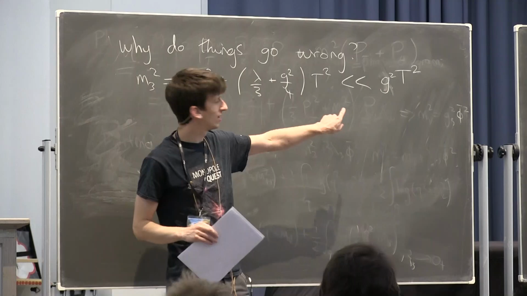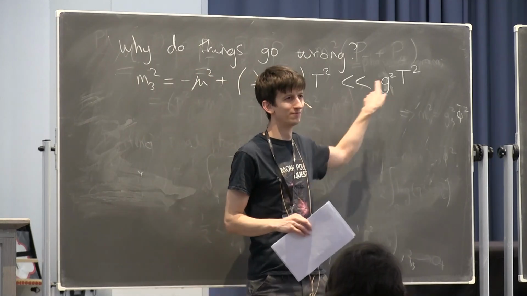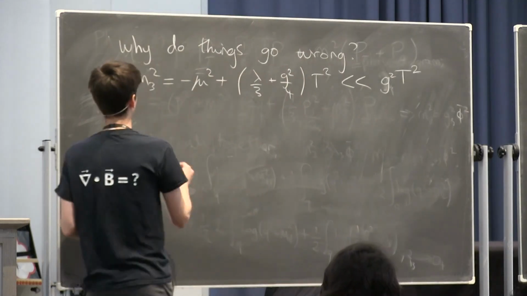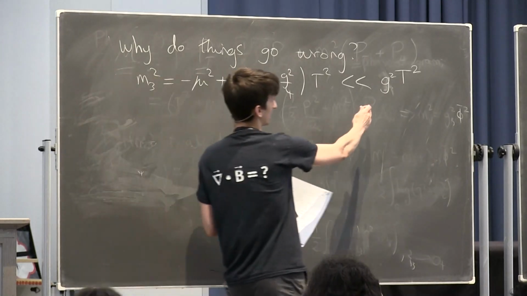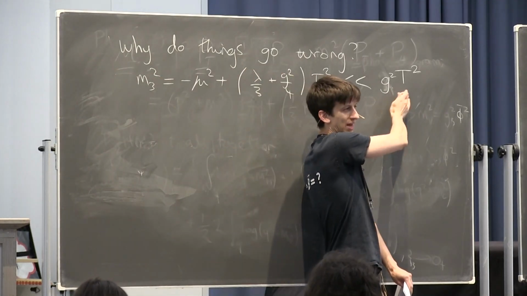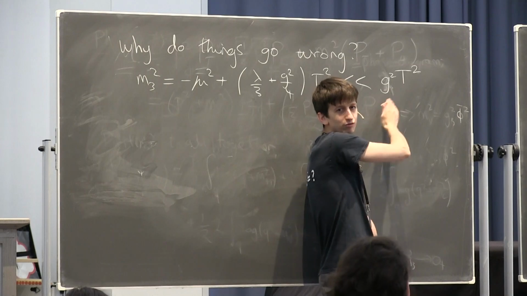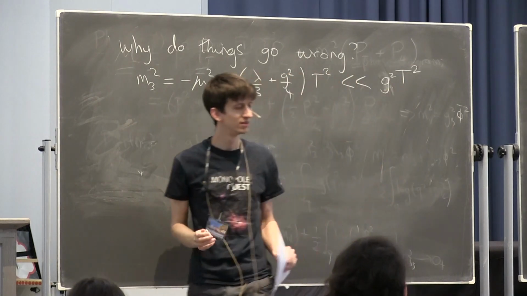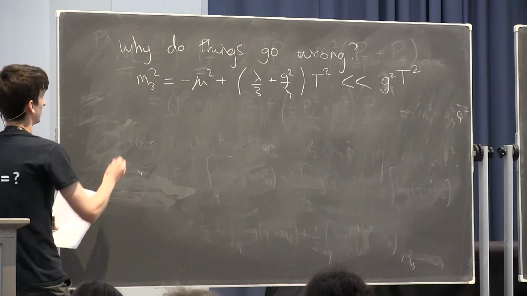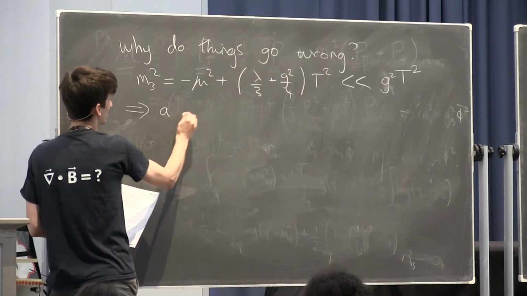But this looks like a scale hierarchy, right? In fact, we have some things which have masses of order g squared T squared. We calculated one yesterday. The A0 field has a Debye mass of this size. So what went wrong is there's a new scale hierarchy.